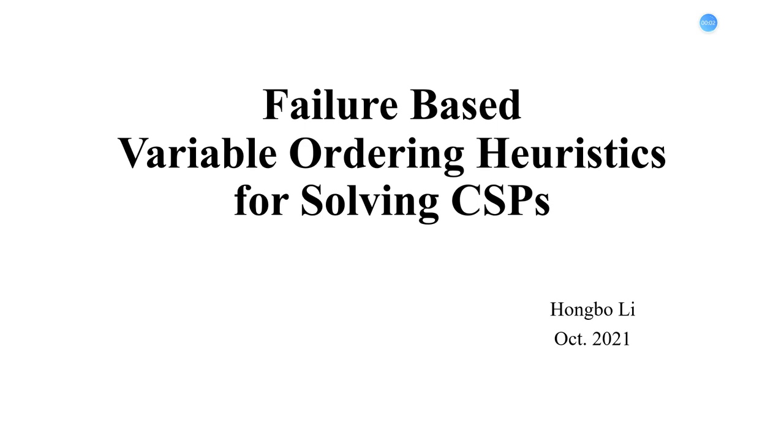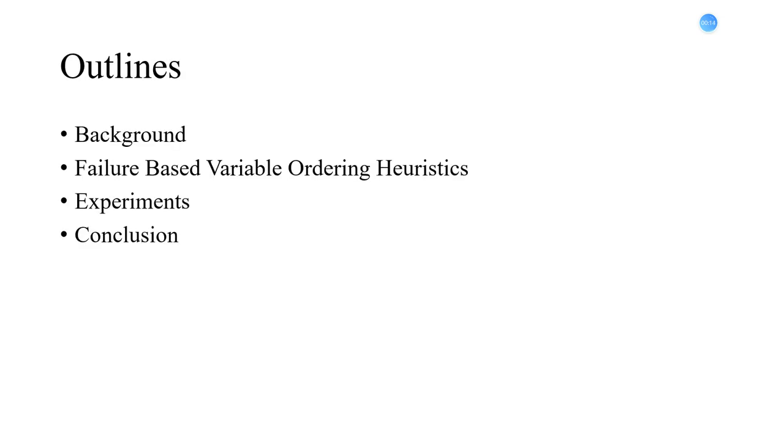Hello everyone. Our paper title is Failure-Based Variable Ordering Heuristics for Solving CSPs, presented at the CP Conference of 2021. This is the outline. I will introduce the background first and then the proposed variable ordering heuristics, then the experiments, and finally the conclusion.